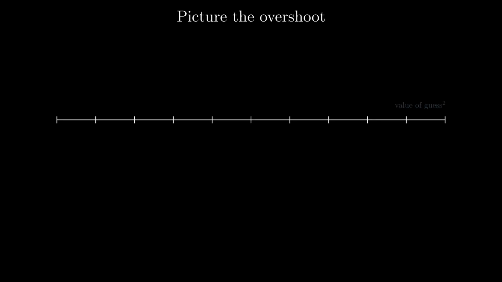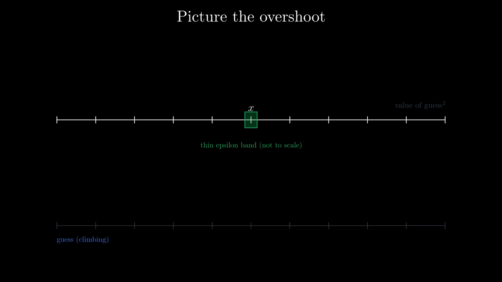Here is the picture. We have x fixed, with a thin epsilon band around it, drawn not to scale. The guess climbs from the left. We square it and check. Is guess squared inside the band? Early on, it is far below, so we keep stepping. Guess squared rises and approaches the band from underneath. One more step should land it inside.